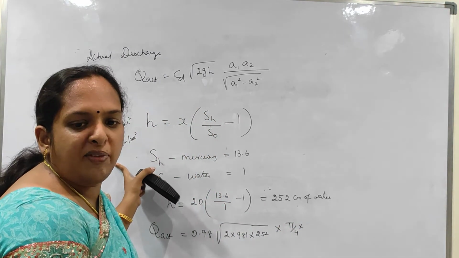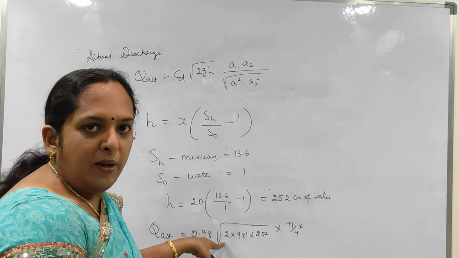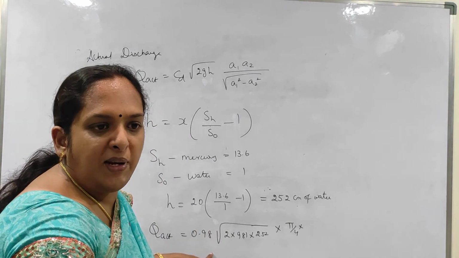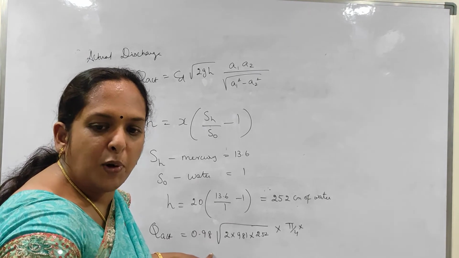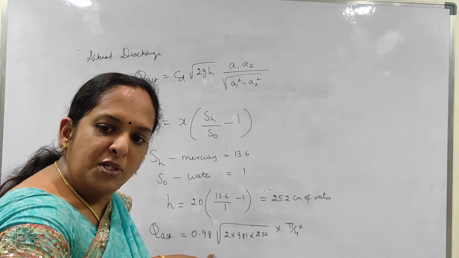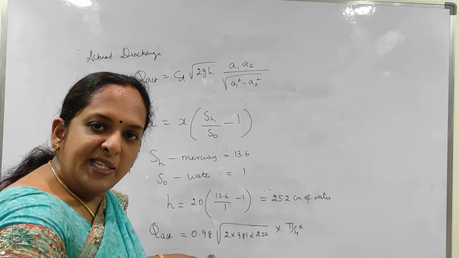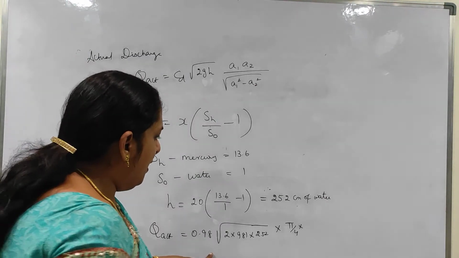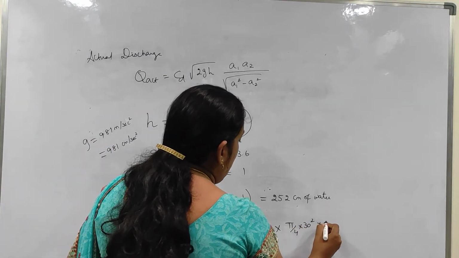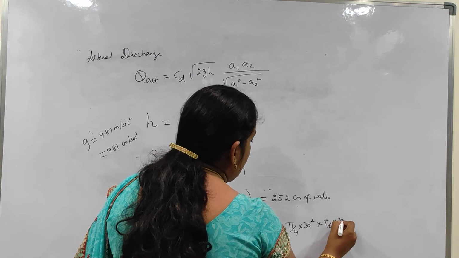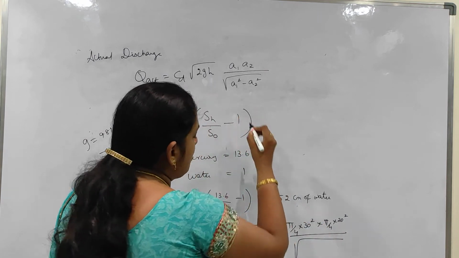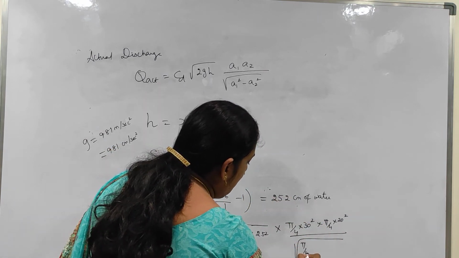So what is the diameter of the pipe that is given here? What is the diameter that is given in the problem? We have known that it is 20 centimeter at the throat, as well as 30 centimeter at the inlet. So here it is pi by 4 into 30 square into pi by 4 into 20 square, divided by root of A1 square minus A2 square. So pi by 4 into 30 square.